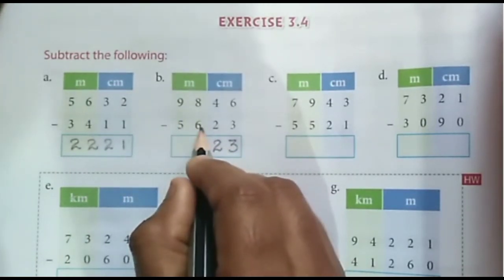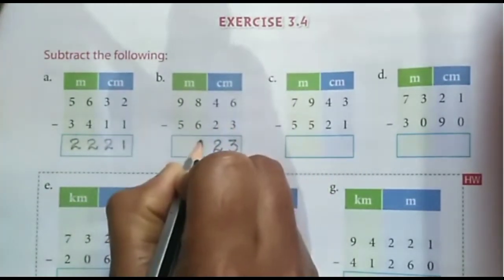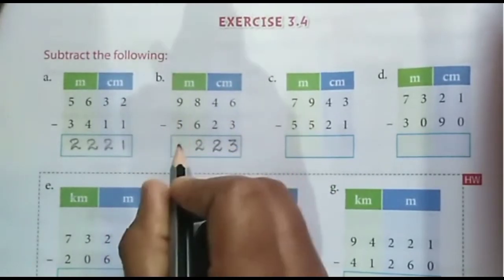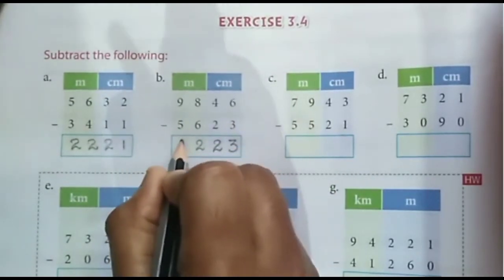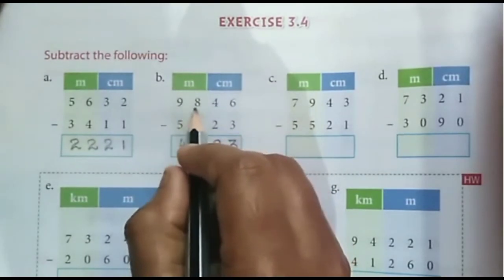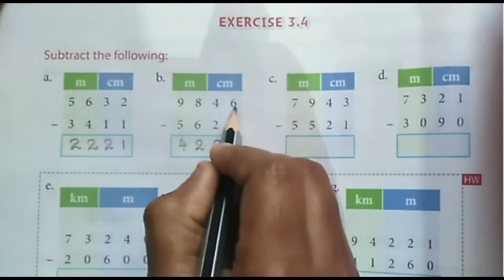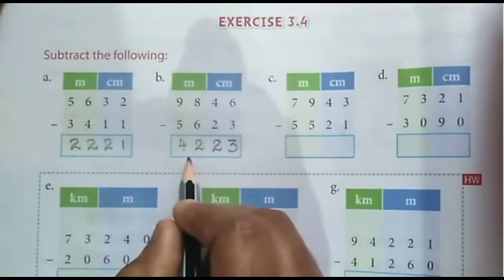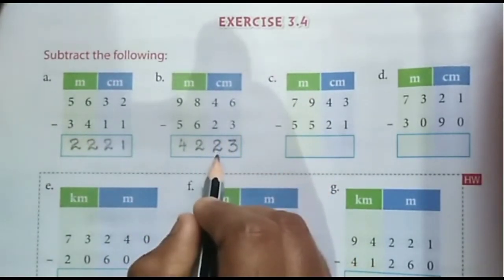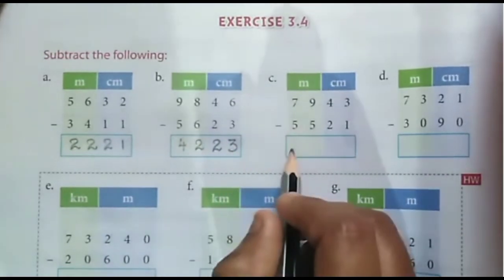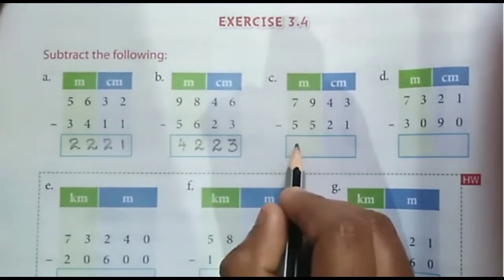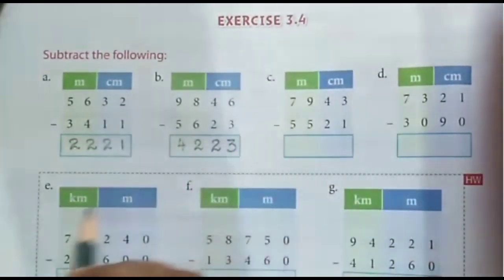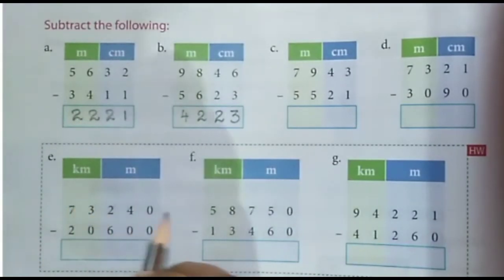8 minus 6, the answer is? Yes, 2. And 9 minus 5, the answer is? Yes, 4. So 98 meters, 46 centimeters minus 56 meters, 23 centimeters, the answer is 42 meters, 23 centimeters. Like this way, children, you can do question number C and D as homework. Now let's do question number E and F.